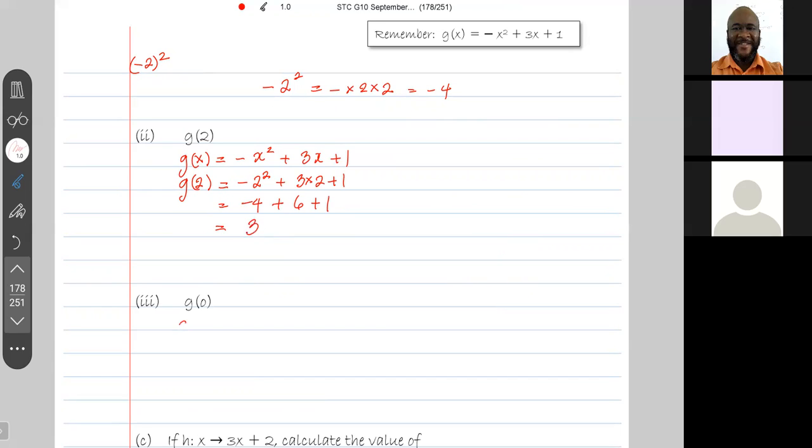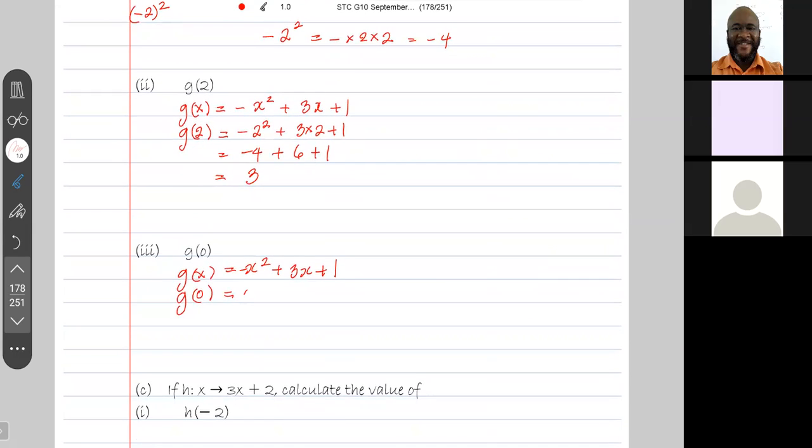That is g of x is equal to minus x squared plus 3x plus 1. And we're asked to find g of 0. Wherever we see x, we're going to put 0. So 0 squared minus 0 squared plus 3 times 0 plus 1. This is 0 plus 0 plus 1. This is simply 1.